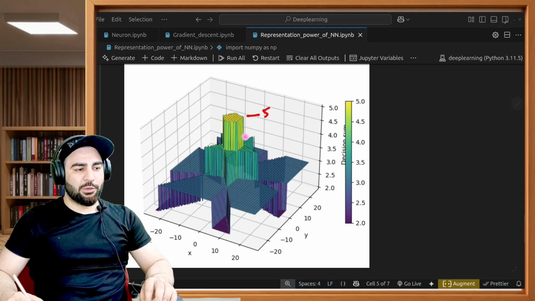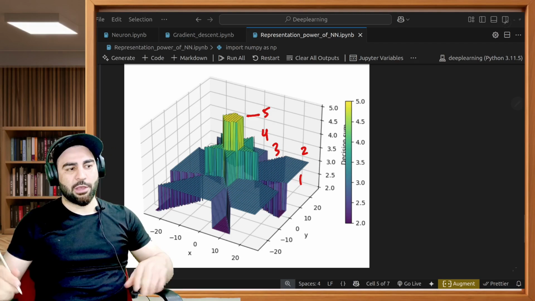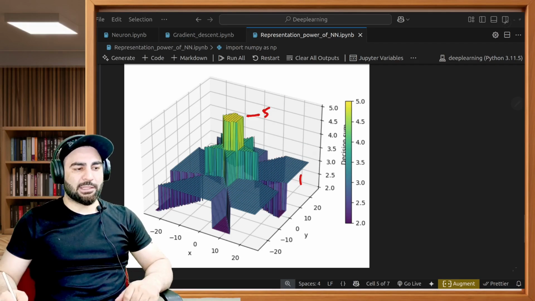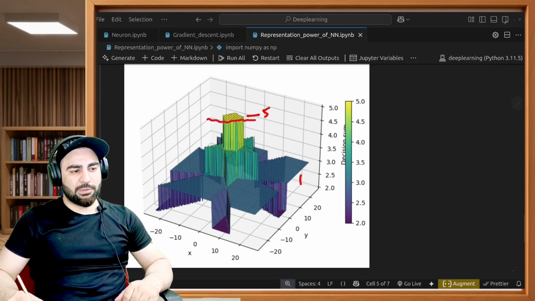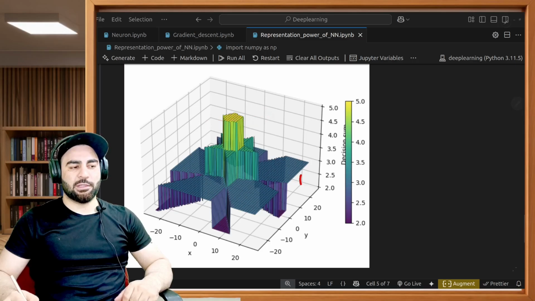Then below you see these triangles. You have 4, then you have 3, then 2, and then 1, and at the bottom you have 0. And we are interested in this, so we'll apply the threshold at this spot. So this is what we want.